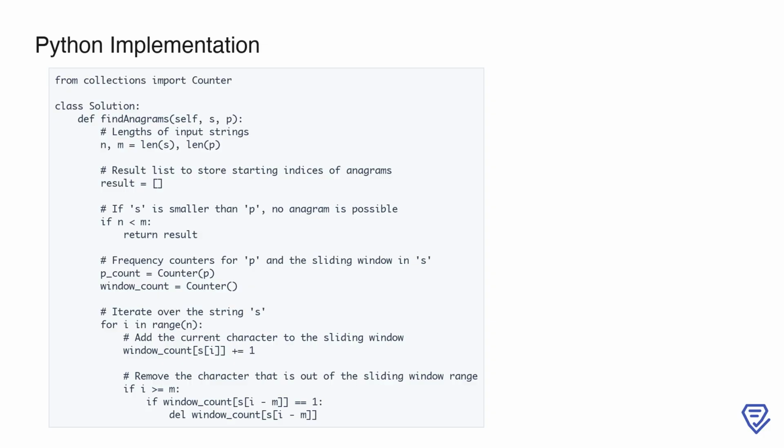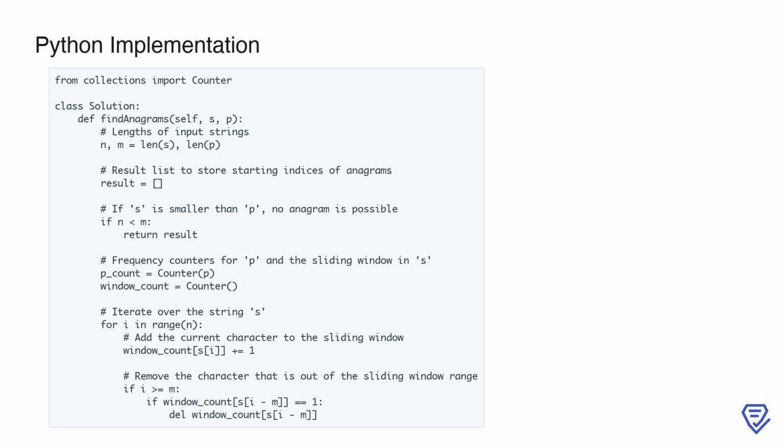Now, we use the Counter class to create frequency maps. p_count will store the character frequencies of the string p, while window_count will dynamically track the frequencies of a sliding window in s as we iterate. The for loop begins to traverse each character in s, adding the current character to the sliding window by incrementing its count in window_count. If the sliding window exceeds the size of p, we adjust it by removing the character that's fallen out of range.